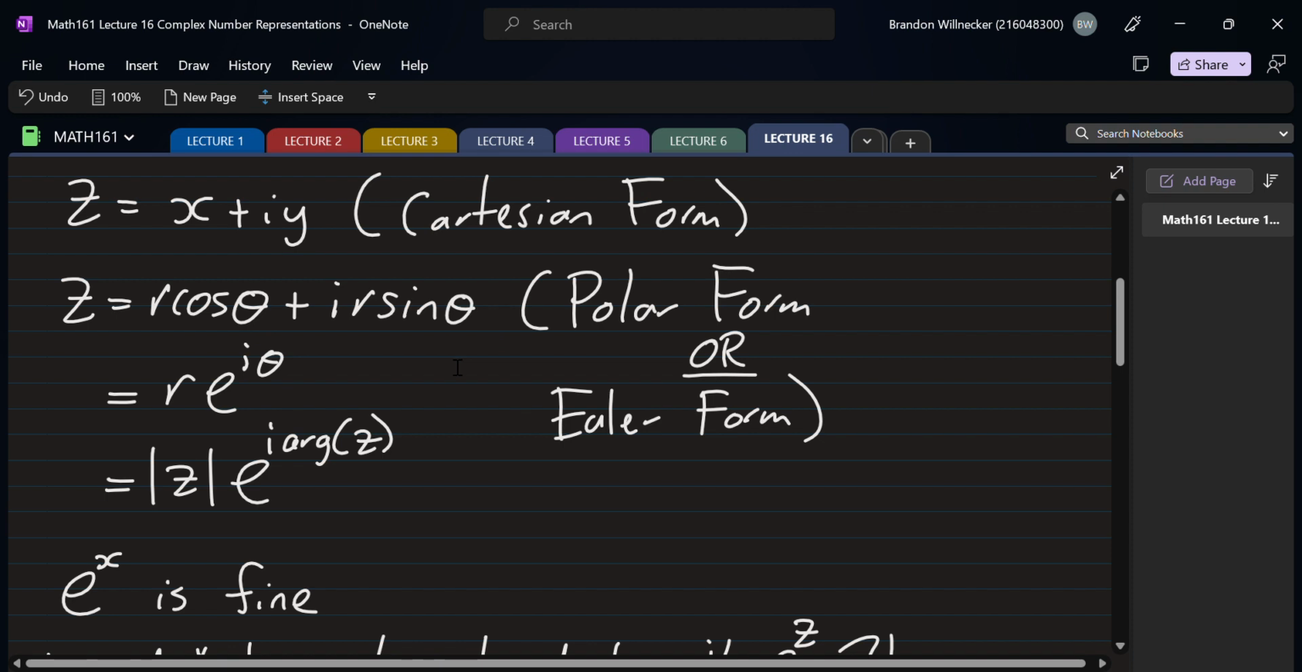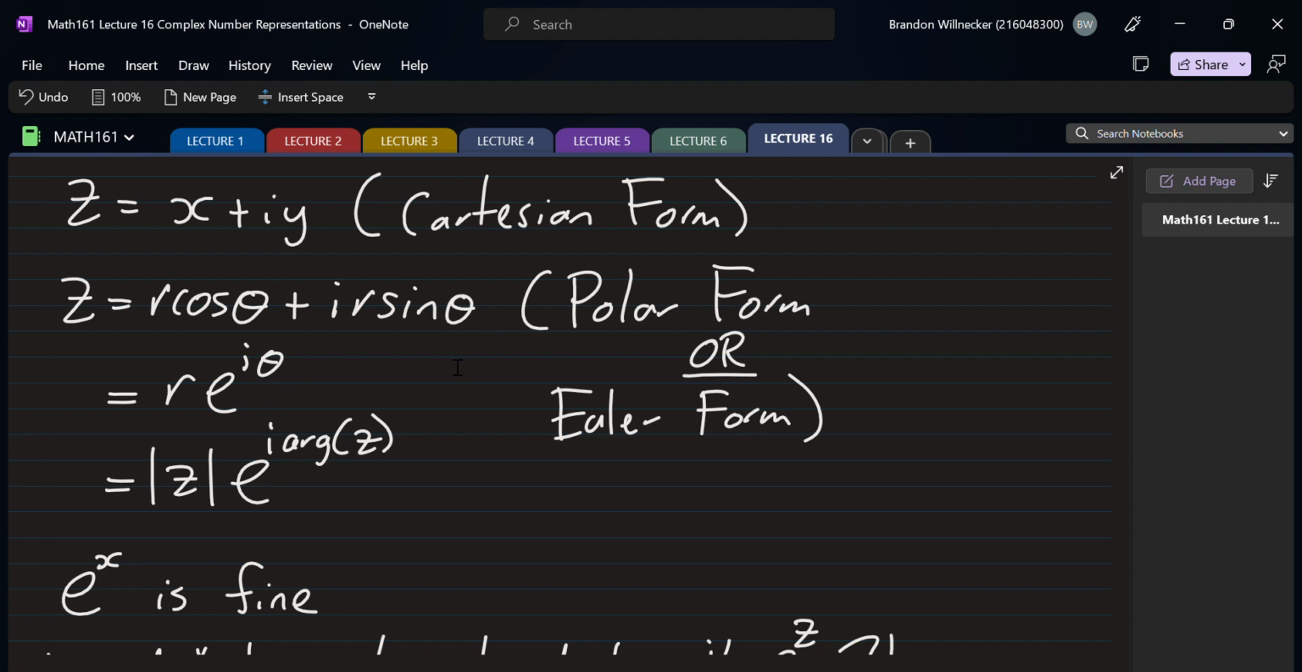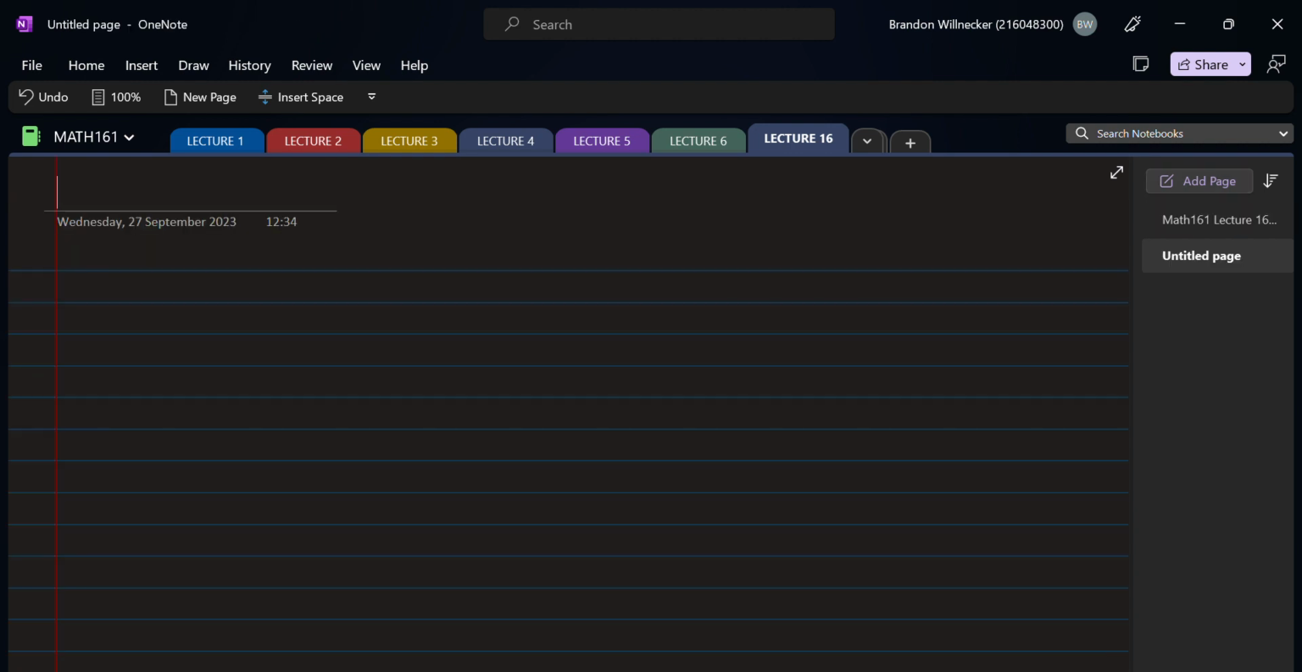Okay, so now it's a compact way of writing these complex numbers, and we'll see that that will be quite useful in our later work. Okay, let's have a look at some examples.